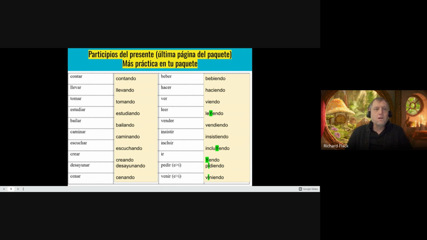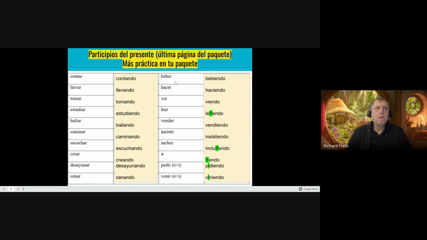Okay, here we go. Left-hand column, contar, you should have contando. Llevar becomes llevando. Tomar, tomando, estudiar, estudiando, bailar, bailando, caminar, caminando, escuchar, escuchando, crear, creando, desayunar, desayunando, cenar, cenando. The AR verbs are pretty easy. There's no exceptions. They all follow the rules.